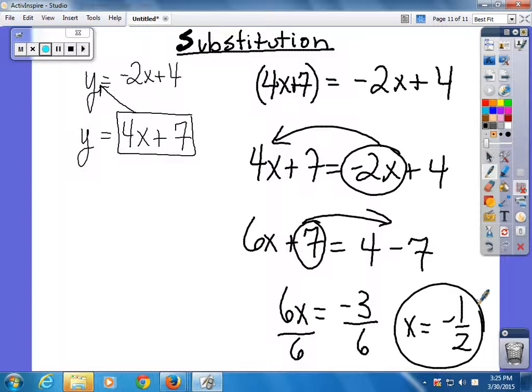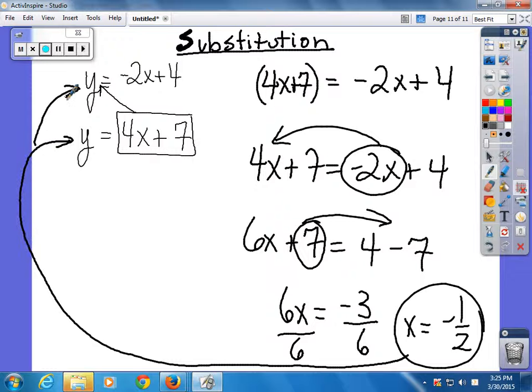Back substitute. I was wanting one of y'all to bite on that. And you can put it in either one. Which one do you think I'm going to put it in? I'm going to put it in 4x because I don't want to deal with 2 or 3 negatives. So I'm going to put it in this one. Do you have to? No, you can put it in either one.